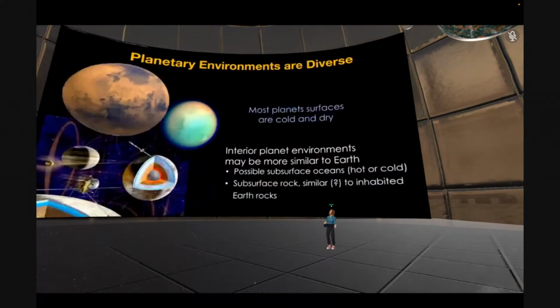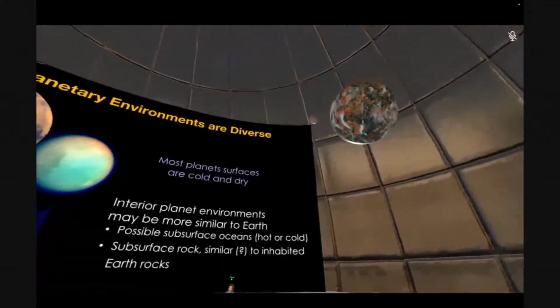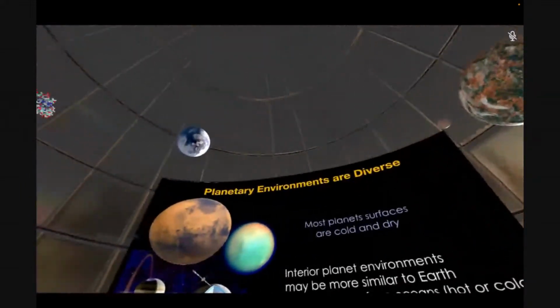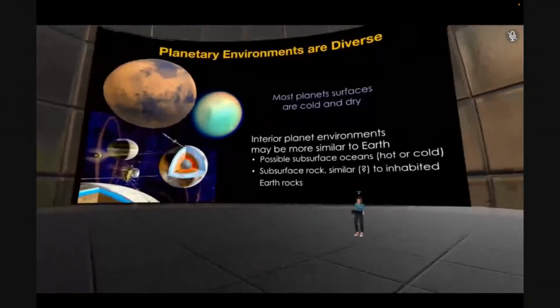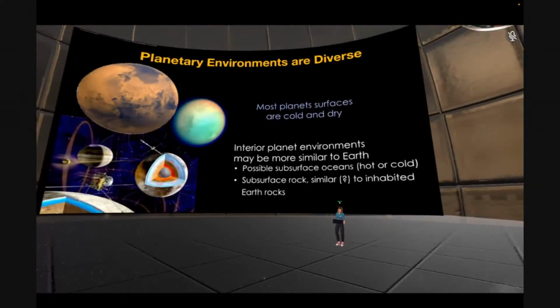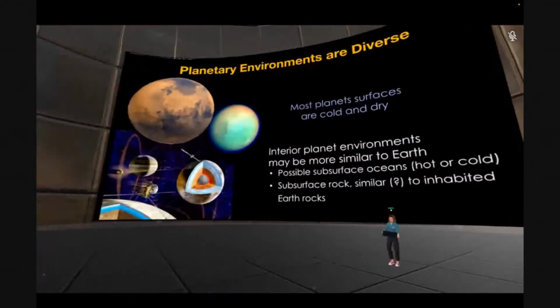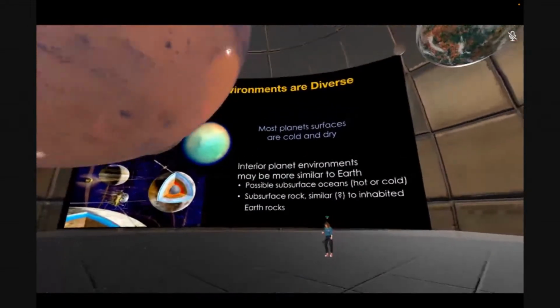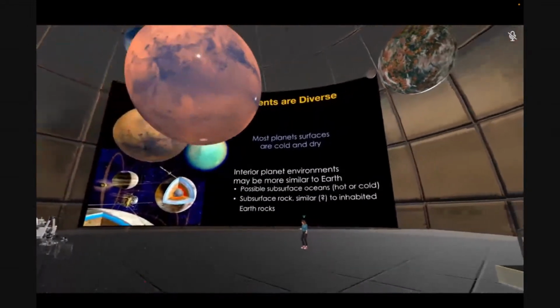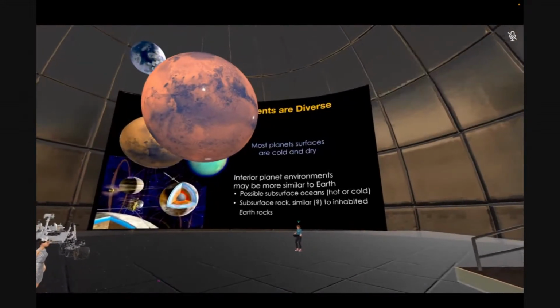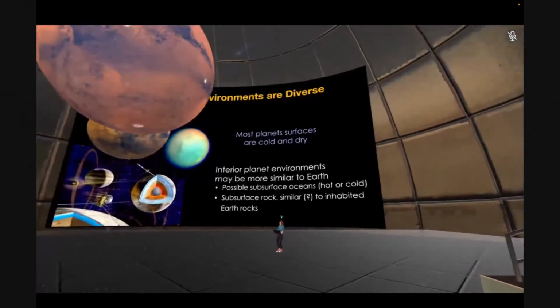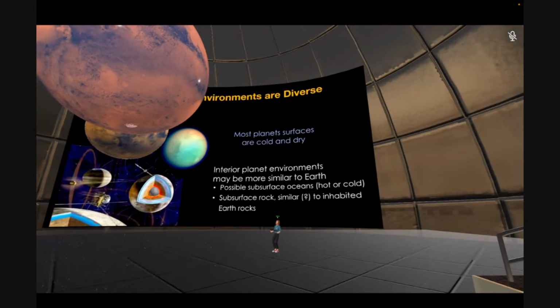All right, so we know that planetary environments are diverse. Most planet surfaces are cold and dry, but these interior planet environments may be more similar to Earth. It's also possible that subsurface oceans may be hot or cold, and that subsurface rock may be similar to Earth rocks, which we know can support life.